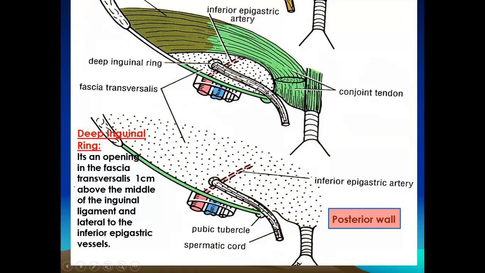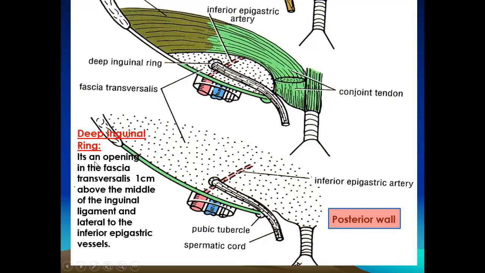Here is the whole of the inguinal canal, and this is the deep inguinal ring. Here is the superficial inguinal ring. This is the deep inguinal ring. You see the deep inguinal ring, it is just lateral to the inferior epigastric artery, inferior epigastric vessel, just lateral to that. Okay, so if you want to trace this deep inguinal ring, trace it just lateral to the inferior epigastric artery.